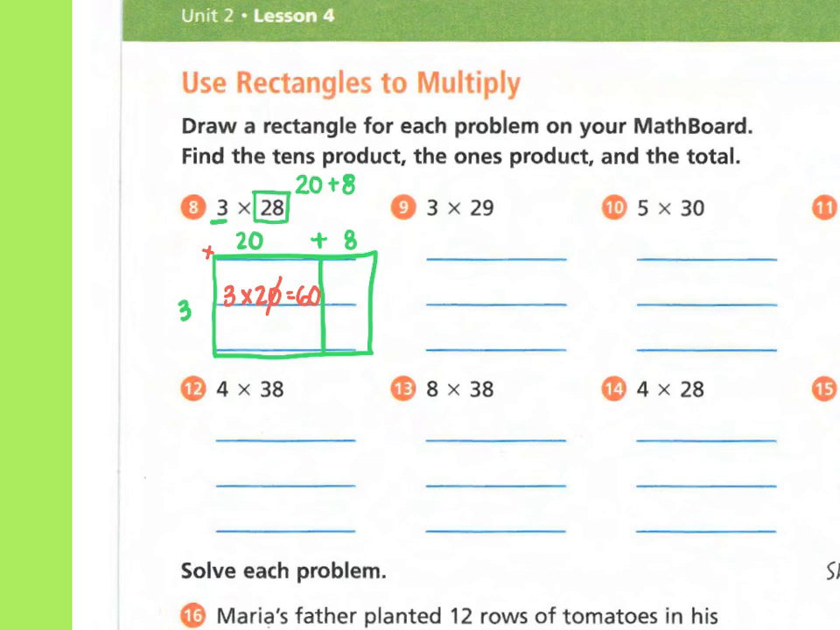Now I'm going to move over to my ones place, and I'm going to multiply 8 times 3. I still have the same amount of rows in this one, so 8 times 3. 8 times 3 is 24.